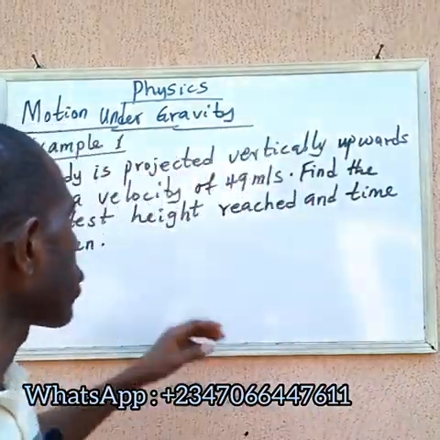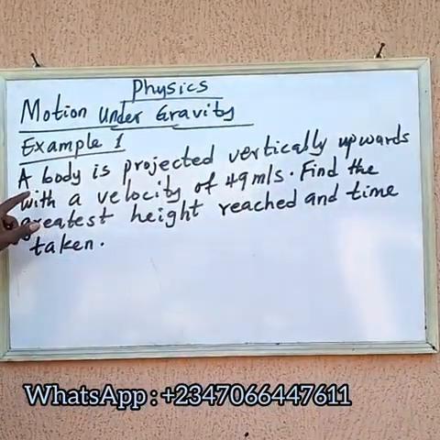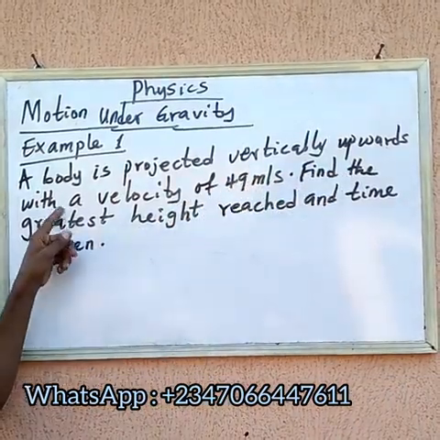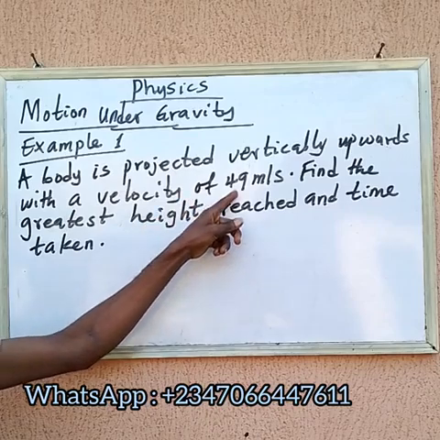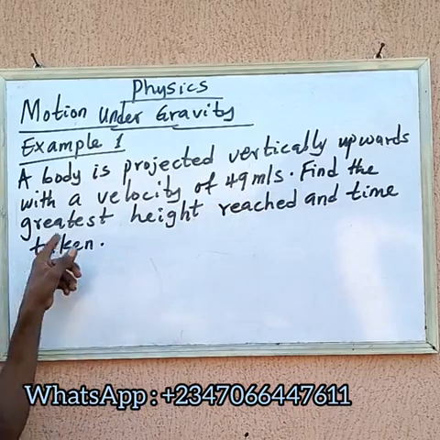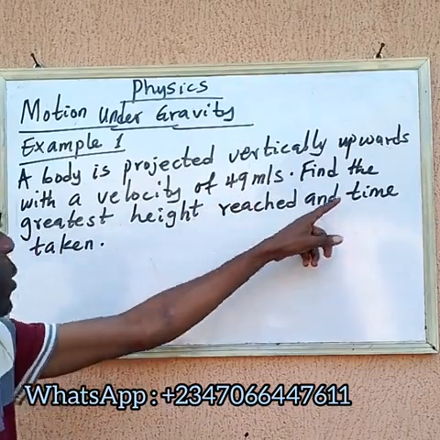Now let us look at this question. This question says, a body is projected vertically upwards with a velocity of 49 meters per second. Find the greatest height reached and time taken.